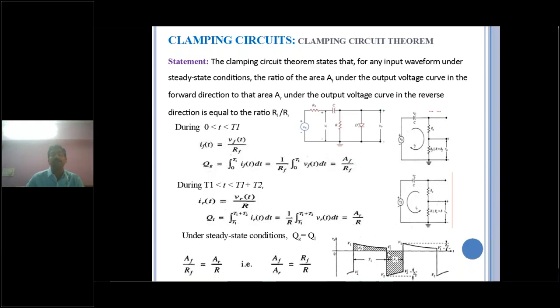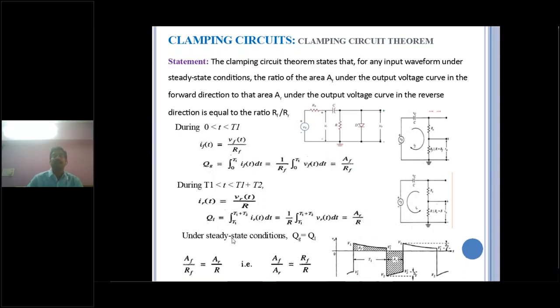Similarly, whenever the input is at the negative peak, that is, the interval T1 to T1 plus T2, the capacitor will be discharged. That means charge will be lost. The reverse current IR equals VR by R. According to this, the charge lost equals the integral over T1 to T1 plus T2 of IR of T dt, which equals 1 by R times the integral of VR of T dt. This integral of VR of T dt equals the area of the output waveform in the reverse bias condition.